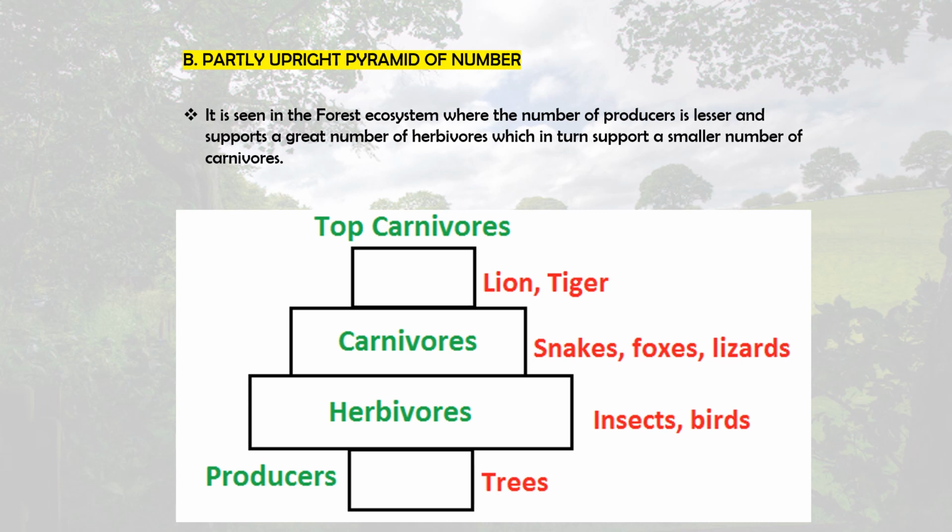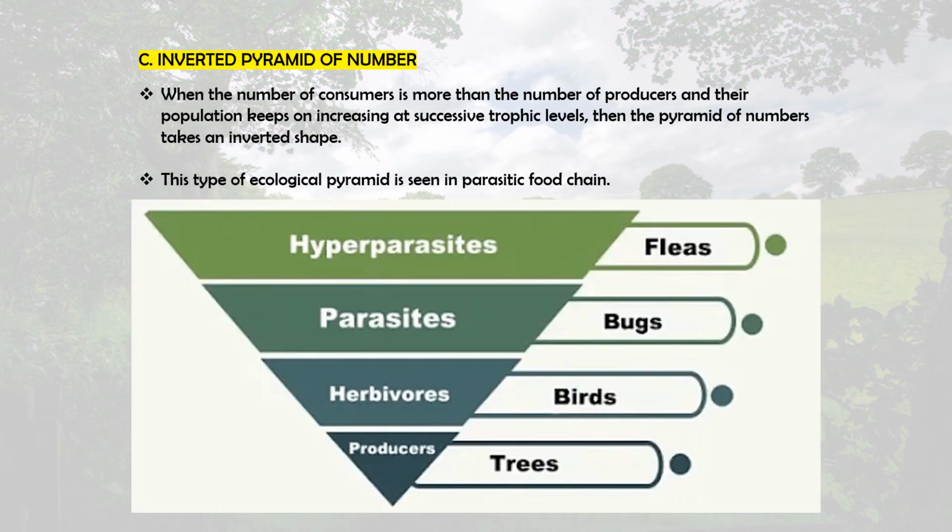So this partly upright pyramid is also called rhomboidal or spindle-shaped pyramid. In some questions they may give the option as spindle shape, and you may be confused on the simple synonym only. Next one is inverted pyramid of number.